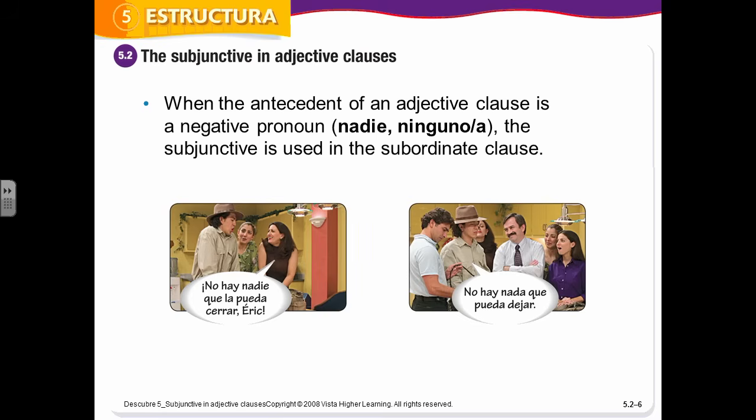When the antecedent, the first part of an adjective clause, is a negative pronoun, nadie, ninguno, etc., the subjunctive is used in the subordinate clause. For these two examples from our book, no hay nadie que la pueda cerrar. This person doesn't exist. That's why we use the subjunctive. And no hay nada que pueda dejar. Again, this doesn't exist, so we use the subjunctive.